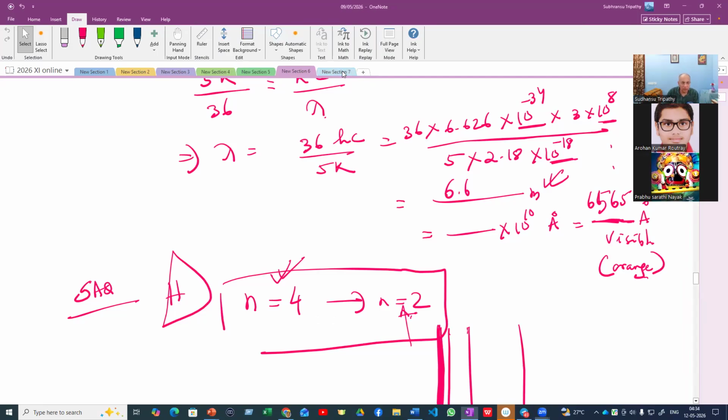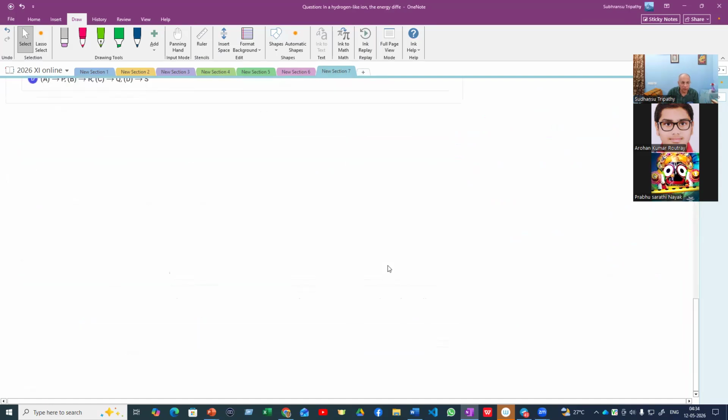Hello, and once again, welcome to maybe the third class on atomic structure. We have completed Planck's quantum theory and atomic spectroscopy, and we are almost halfway through Bohr's atomic theory and the hydrogen spectra. We are almost 70% complete.